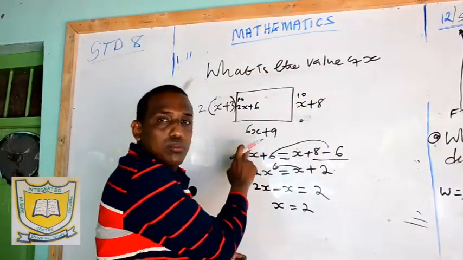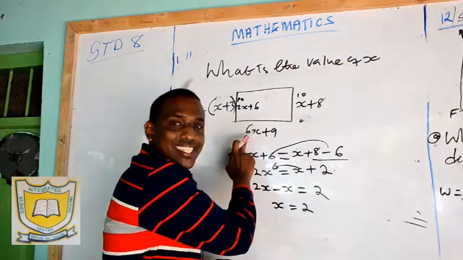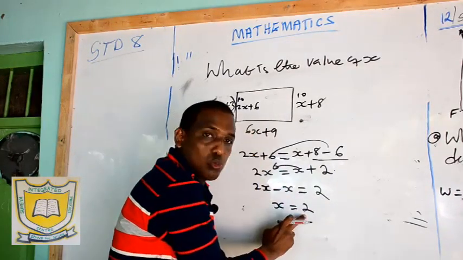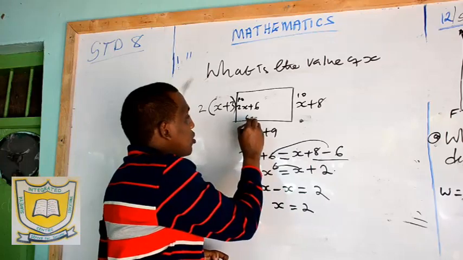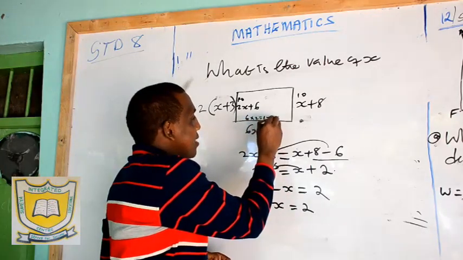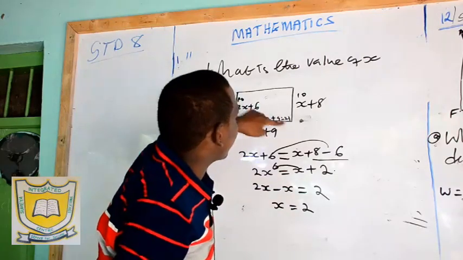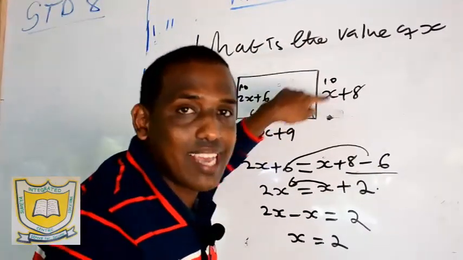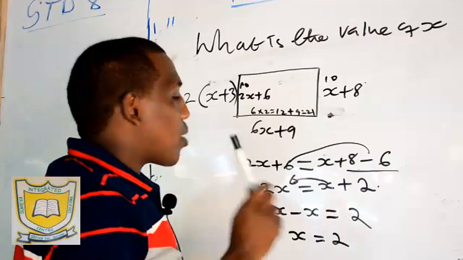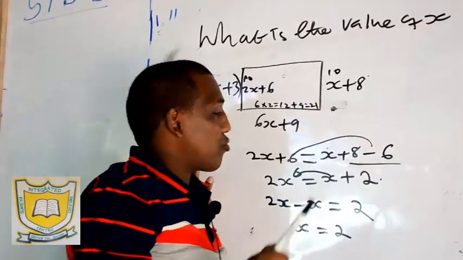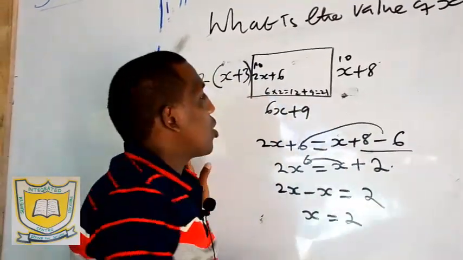And then if we substitute now the length, to get the length is 6x. 6 times x, which is 2. 6 times 2, which is 12, plus 9, which is equal to 21. When someone tells you to get the area, you say length times width, you get 210. But now what they are asking, they only want the value of x. So x is 2.